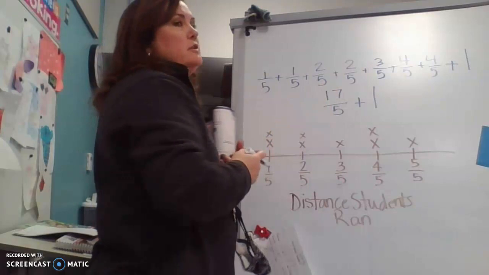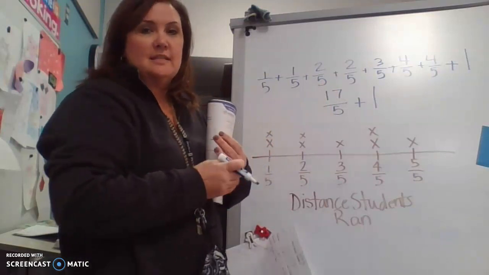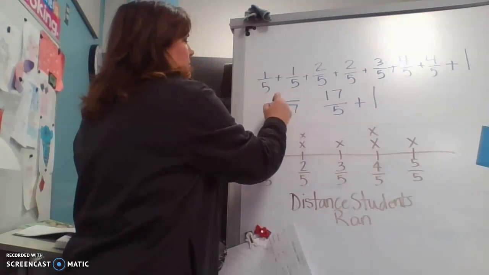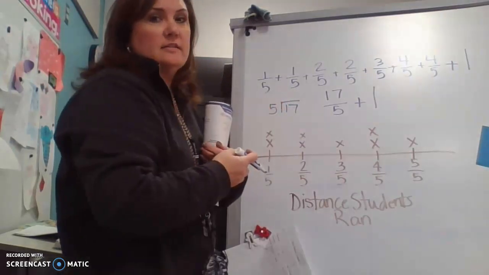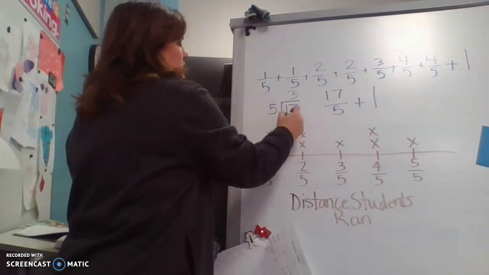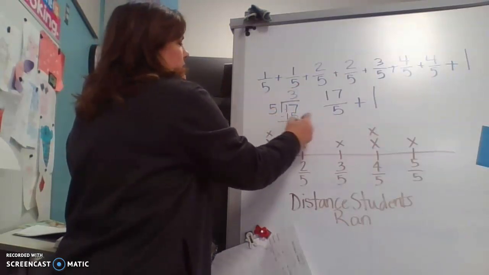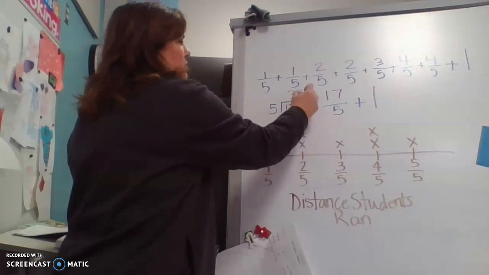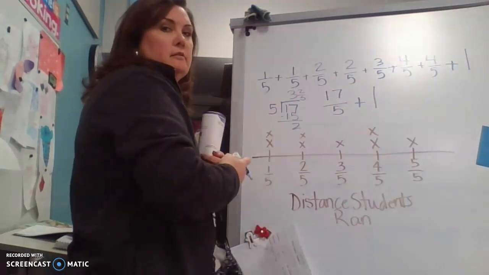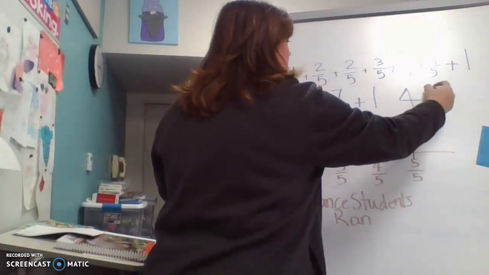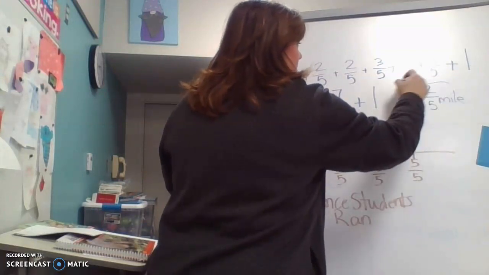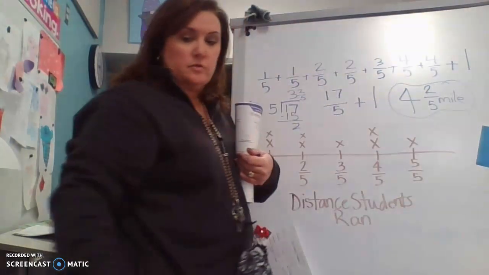Well, what have we learned about 17 fifths? It's an improper fraction, so I'm going to use my division and I'm going to divide. 17 divided by 5 is 3. 5 times 3 is 15. I subtract, I get 2. So that is 3 2/5. Plus that 1 means that all of the students all together ran 4 2/5 miles.